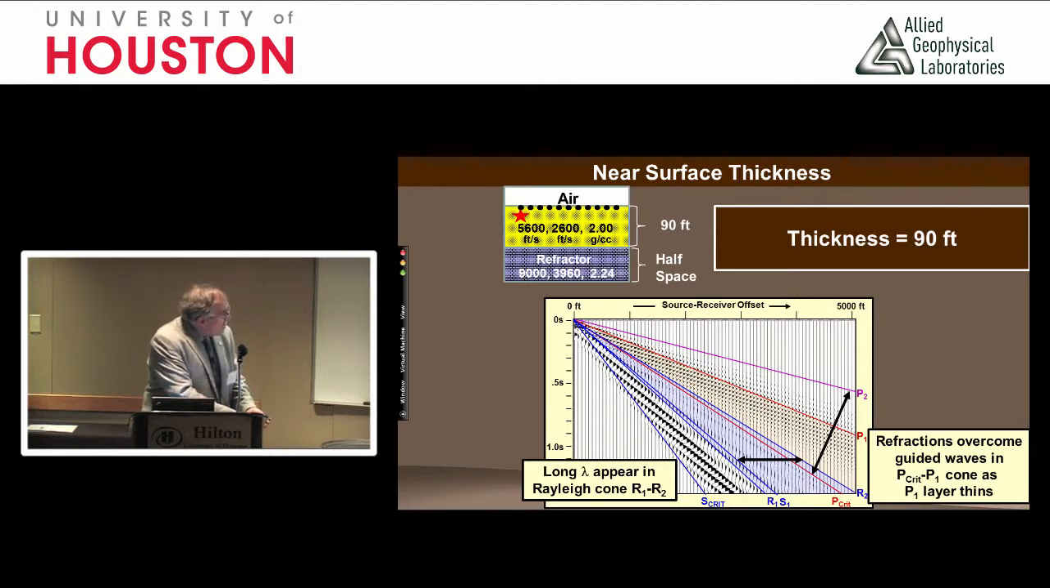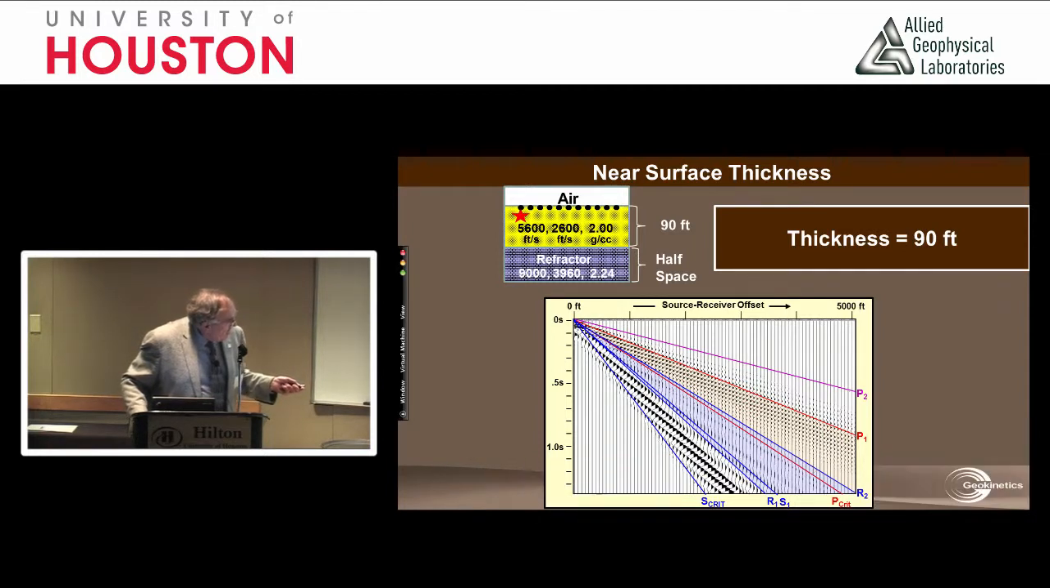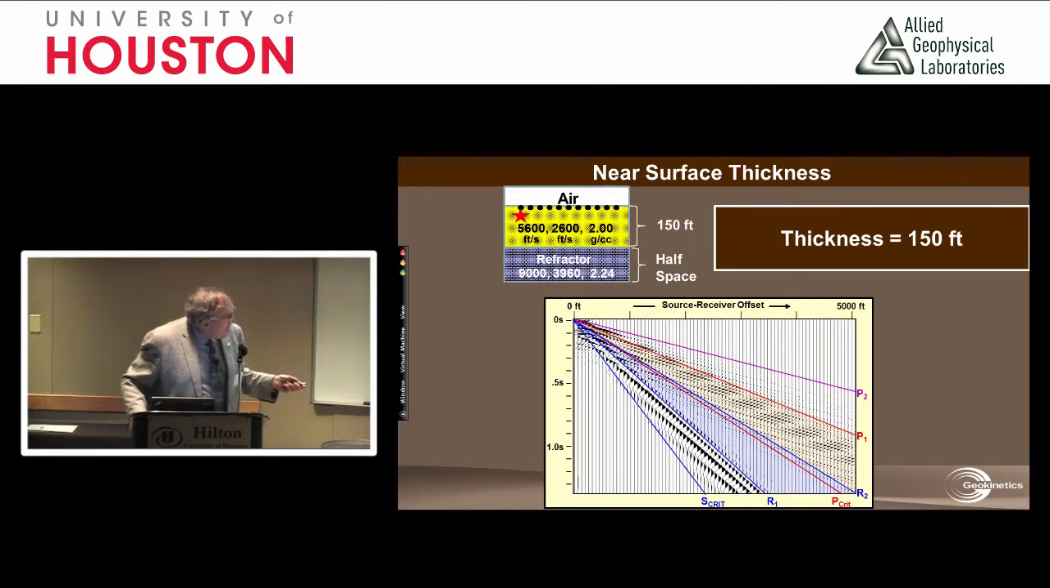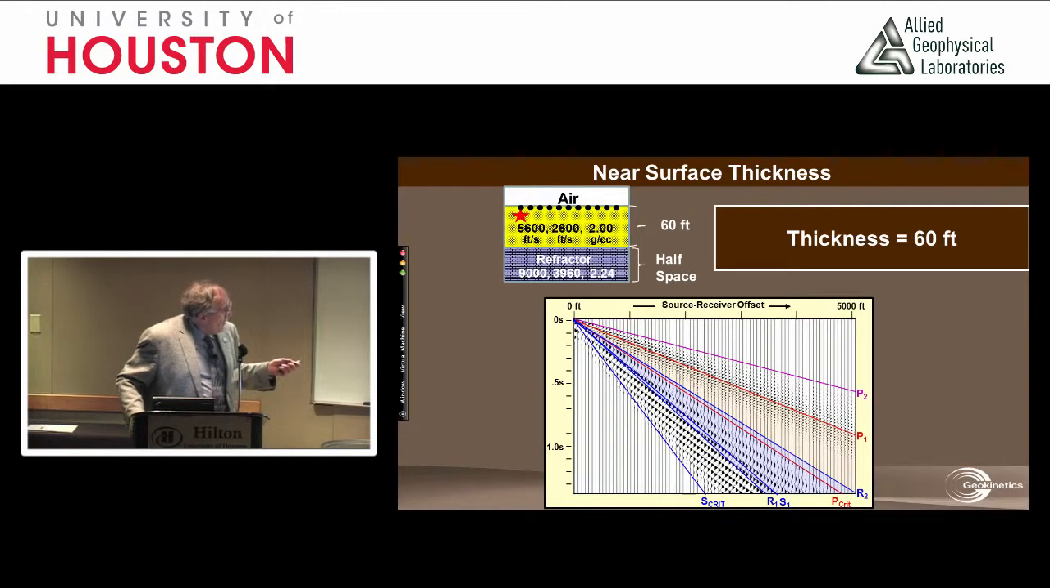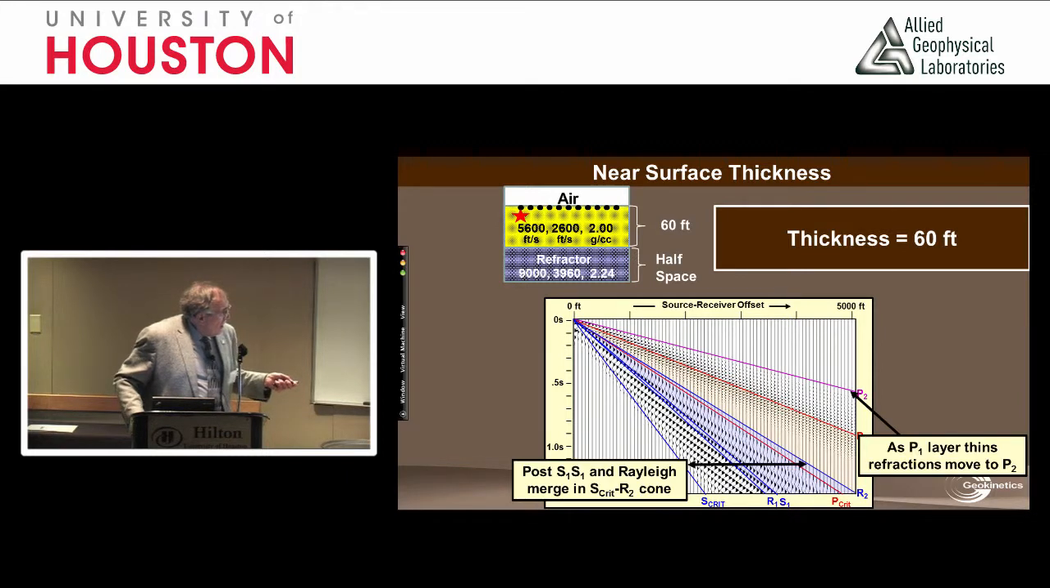Over here, all of a sudden, we notice that at 90 feet, if we go back again, we see here you can see the individual refractions, and this is guided wave. But when you go to 90 feet, guess what? You don't have guided waves. Now you have multiple refractions sitting in here that you were thinking were guided waves. They don't exist. We go a little thinner than this, to 50 feet, you begin to notice that the waves are moving away from the precritical. And finally, as P1 thins, the refractions start to move to P2.